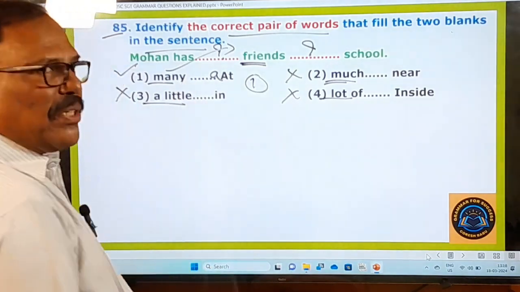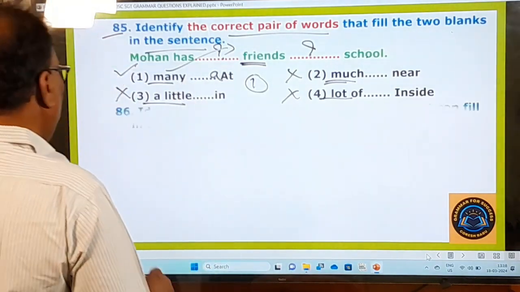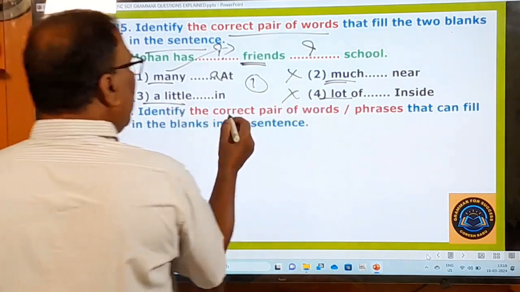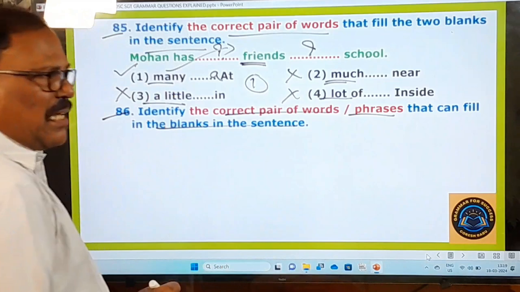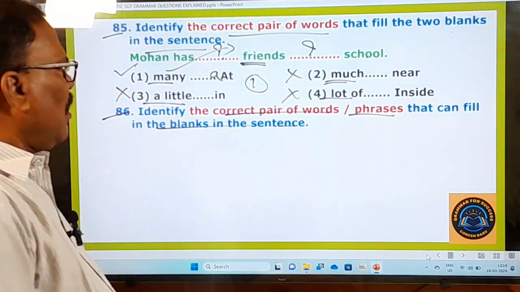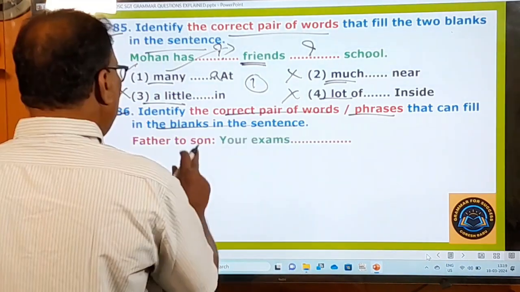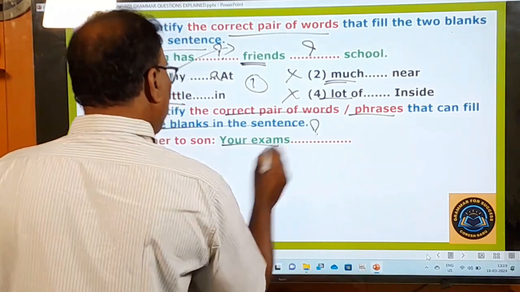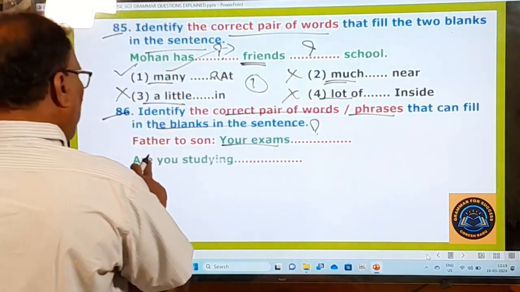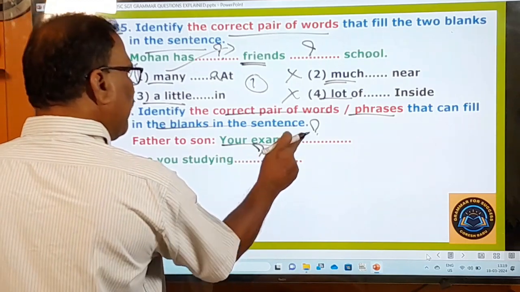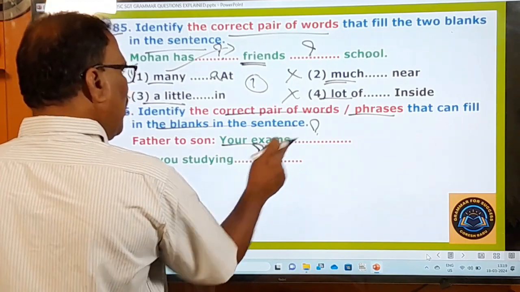And now let's move on to the next question. 86th one. Identify the correct pair of words or phrases that can fill in the blank in the sentences. Again, it's a question about filling in the blanks. Father to son: Your exams dash. Okay, blank is given. Are you studying dash? Two blanks are given. What is to be used in these two blanks?